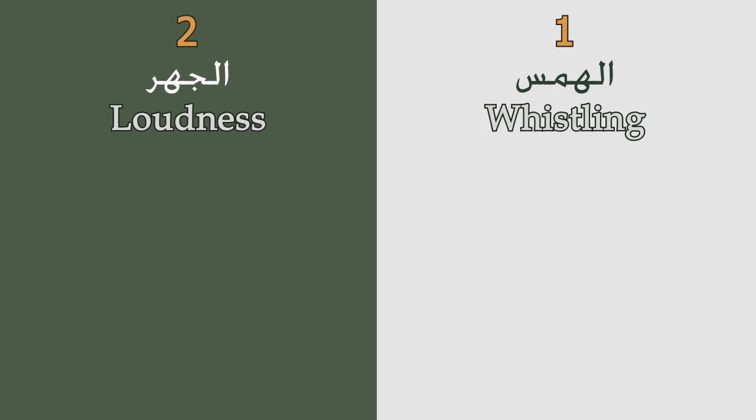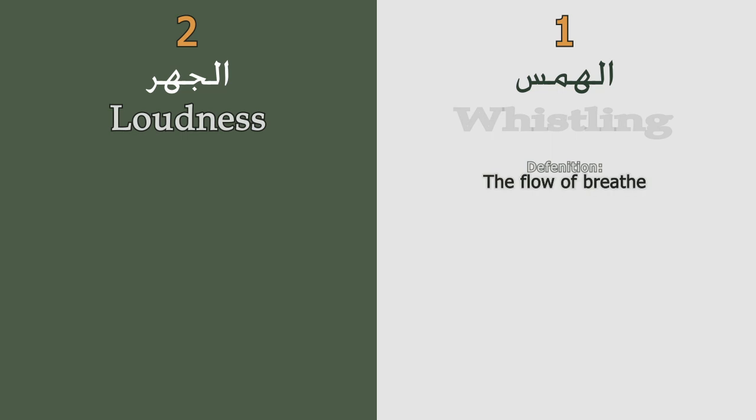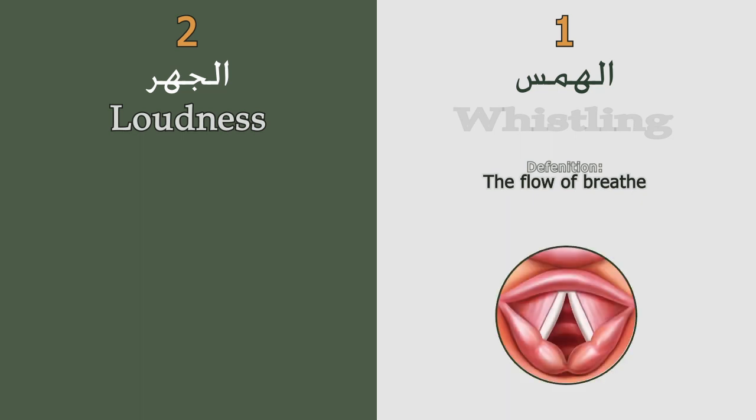The 5 paired characteristics are: first, الهمس وضده الجهر. Whistling and its opposite is loudness. Whistling, الهمس, is the flow of breath when the letter is pronounced due to the weak dependency on its articulation point. How to pronounce a whistling letter? When it is pronounced, the vocal cords move away from each other and the air coming from the lungs flows easily.